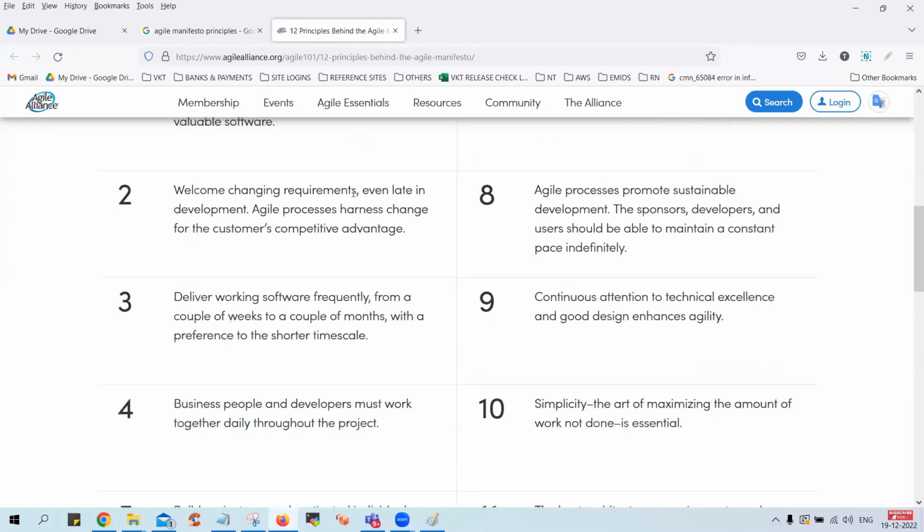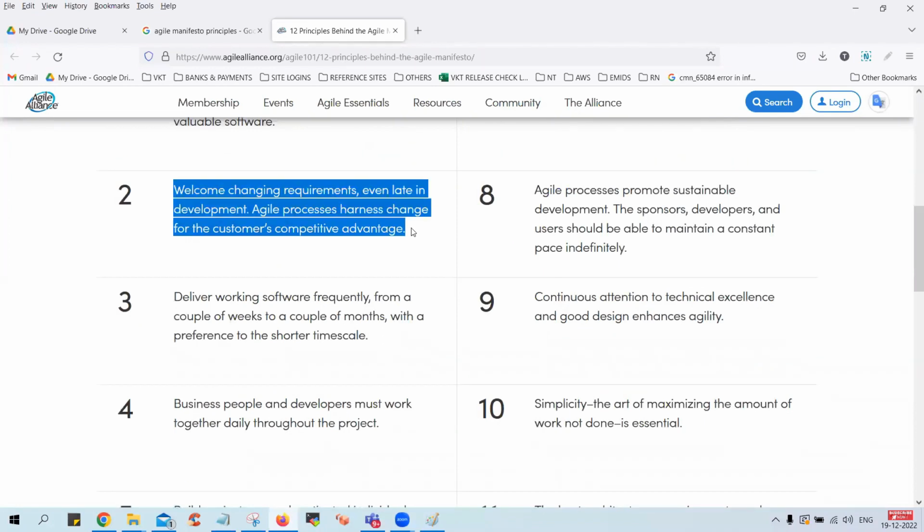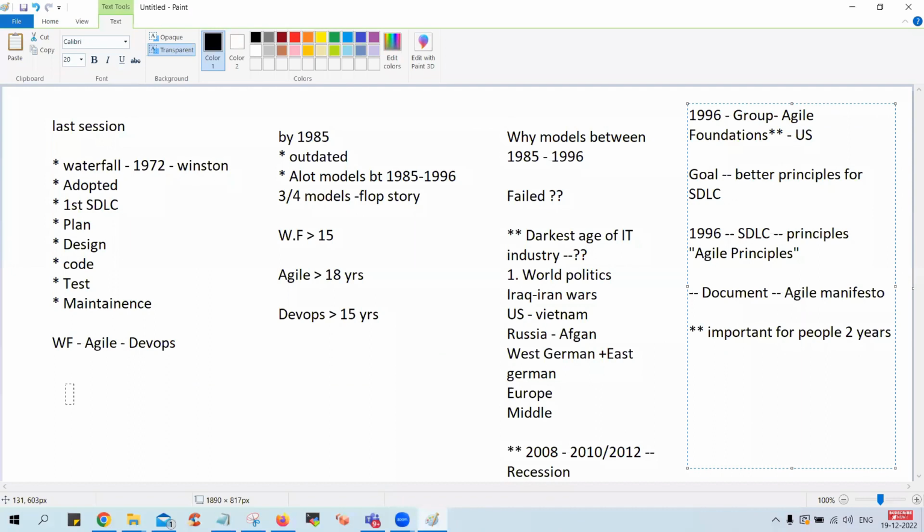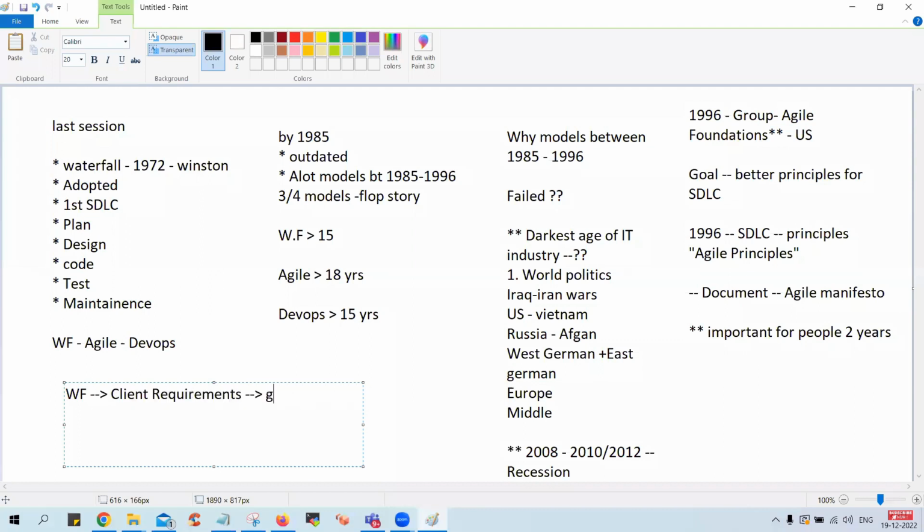See, welcoming changes even late in the development. Agile processes harness change for the customer's competitive advantage. So this point is super interesting. The reason is, when it comes to waterfall, we take the client requirements initially in the beginning, and once the plan is decided, we go ahead and implement. And this model does not encourage any changes. That means they do not welcome any change thereafter.